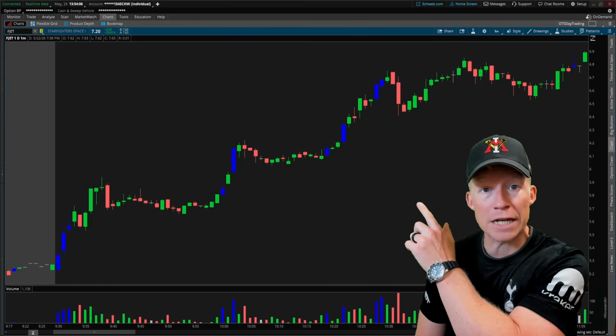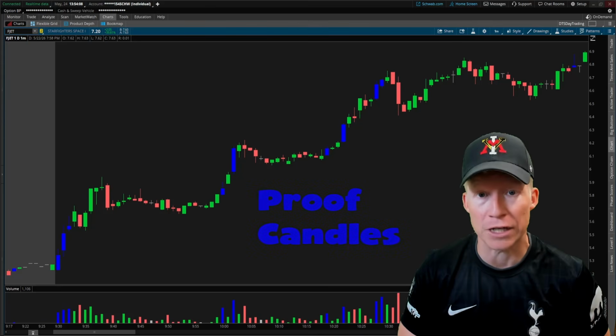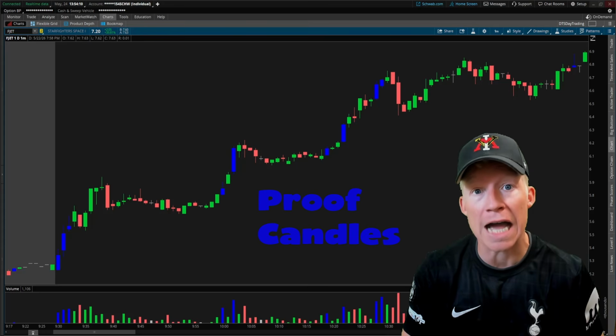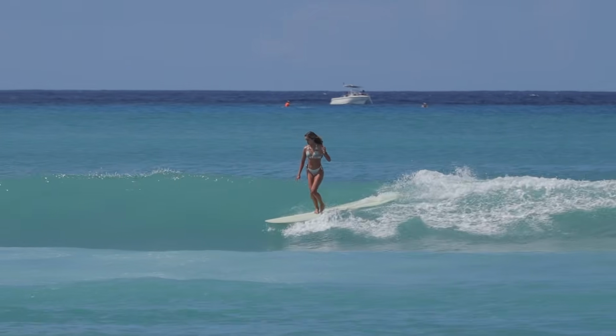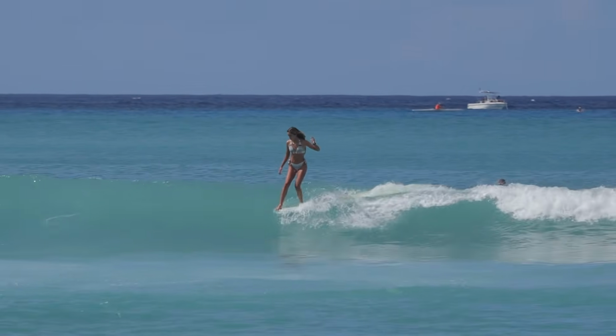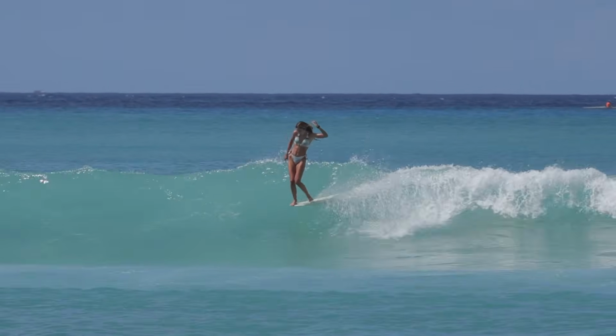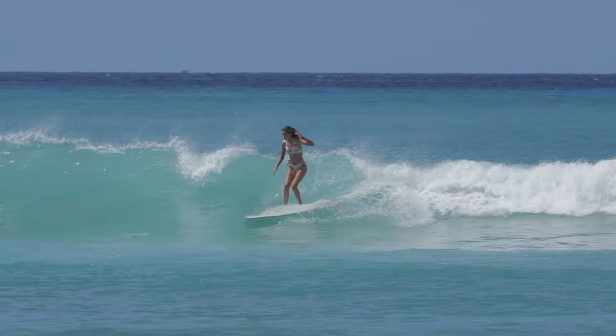You see these blue candles? They are called proof candles, and they are the only time that I enter trades. Let's talk about them. Does a surfer stand on their board and hope that a wave comes? No, that would be dumb. Trading stocks is the exact same way.